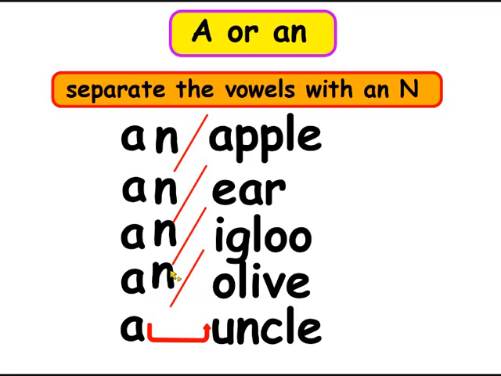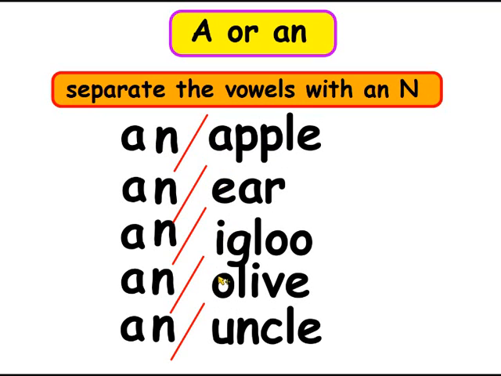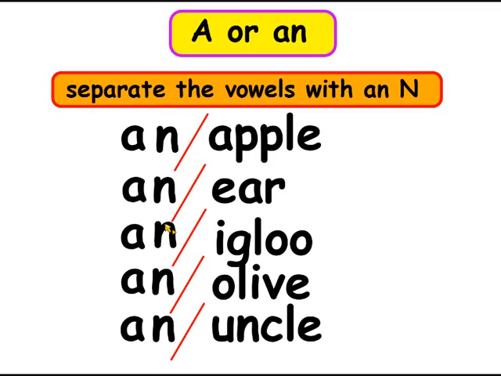The same thing with the O, olive, a olive, now an olive. And the same thing with U, uncle, a uncle. No. Separate the vowels with N. So it is more clear. An uncle, an olive, an igloo, an ear, an apple. A, E, I, O, U. The vowels with N. Okay? Not just A. We add the N.